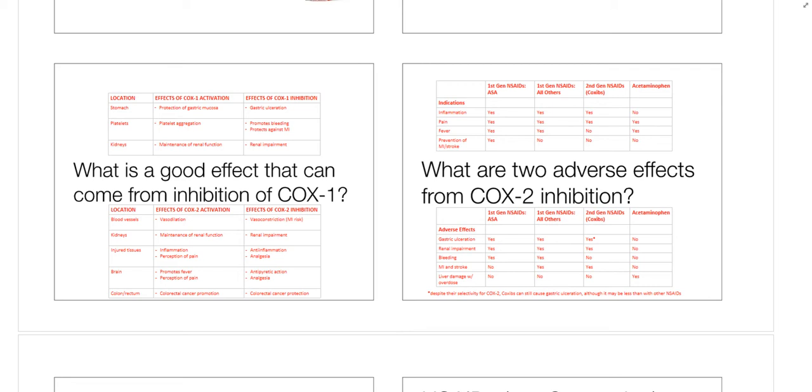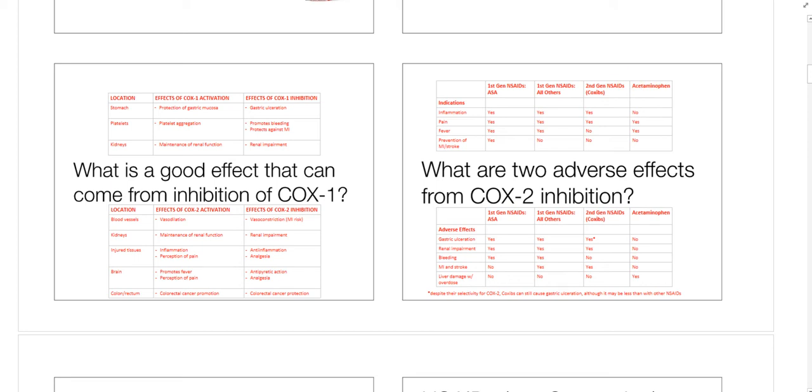Actually, that kind of works. There are four classes of cyclooxygenase inhibitors. We've got our first generation NSAIDs, which are going to be just aspirin. We've got our first generation NSAIDs that are all others, such as ibuprofen, naproxen. We have our second generation NSAIDs, also known as our COXIBs, and then we get acetaminophen or Tylenol.